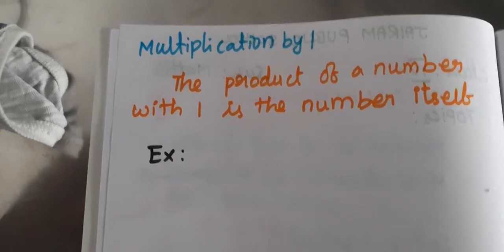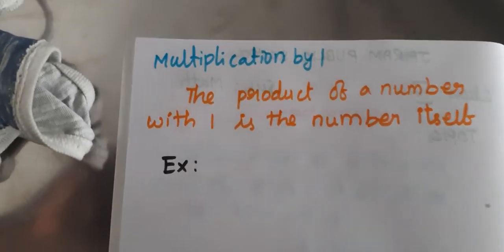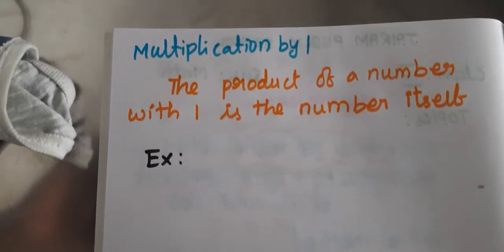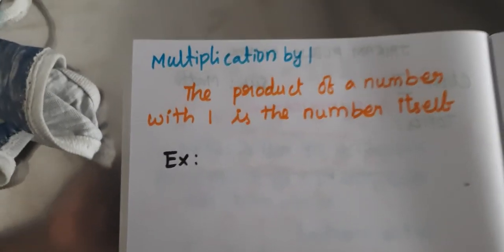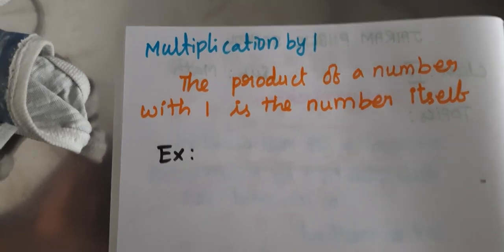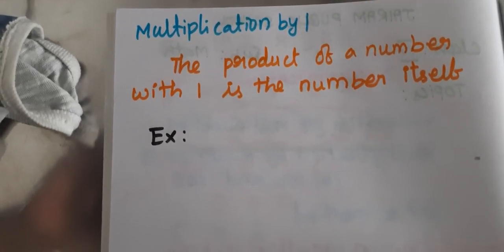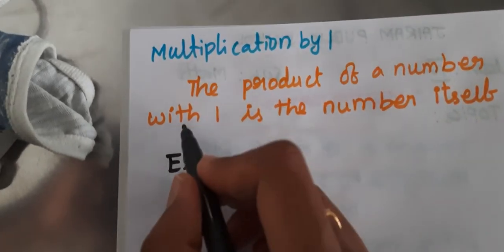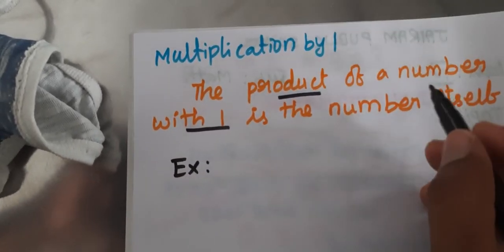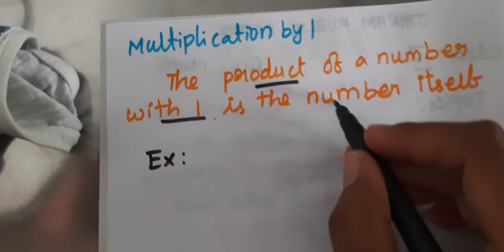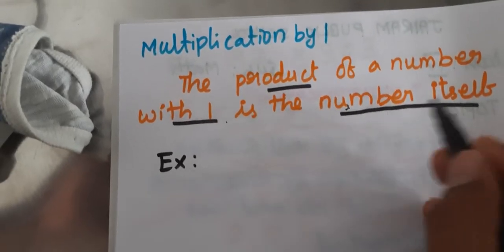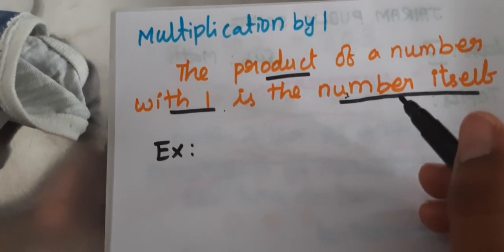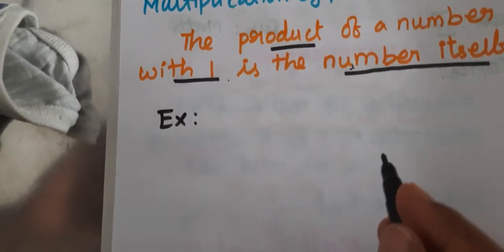So the next property is the multiplication by 1. I think you already know that property. So any number multiply with 1, what is the product? Yeah, the number itself. The product of a number with 1, then the product is the number itself. So see here we see one example.